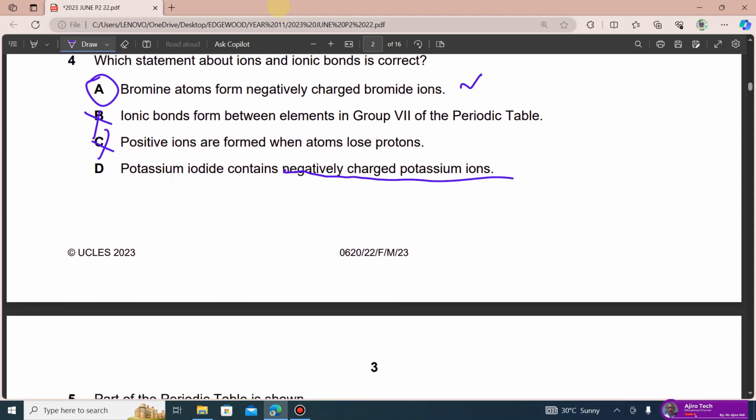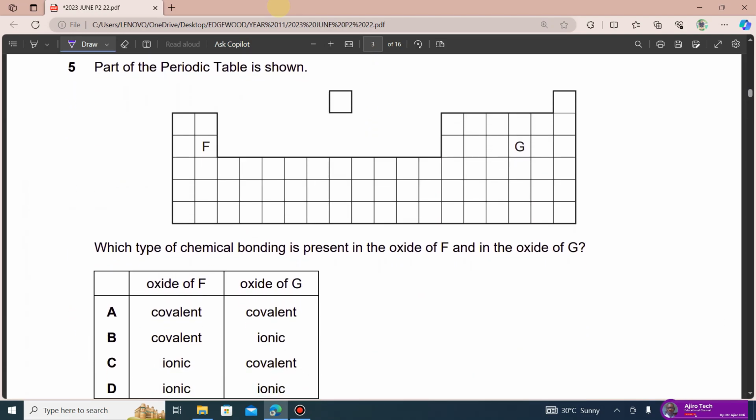Okay, so we go to the next question. Question 5. Part of the periodic table is shown. Which type of chemical bonding is present in the oxide of F and in the oxide of G? Now, from the periodic table, this should be group 2. This is group 3, group 4, group 5, and this is group 6.